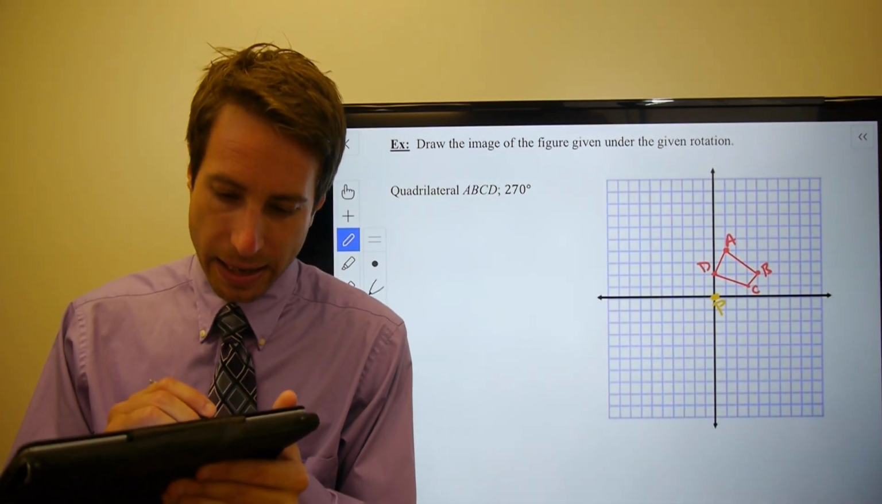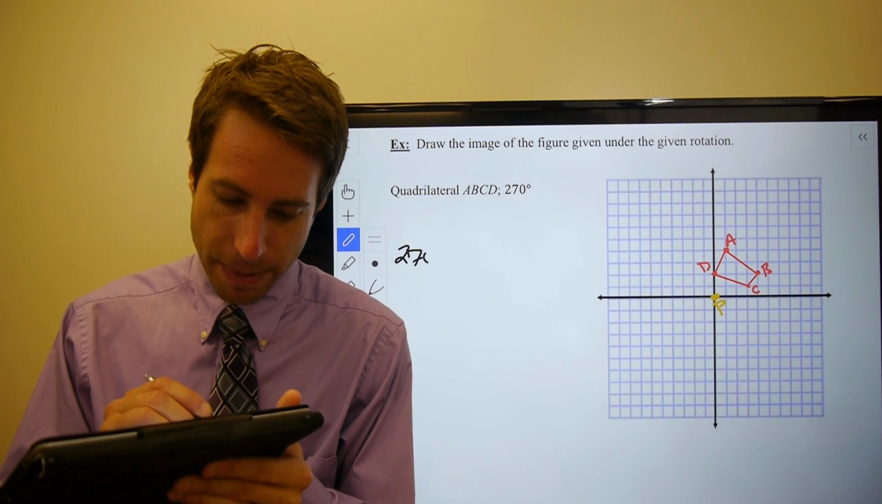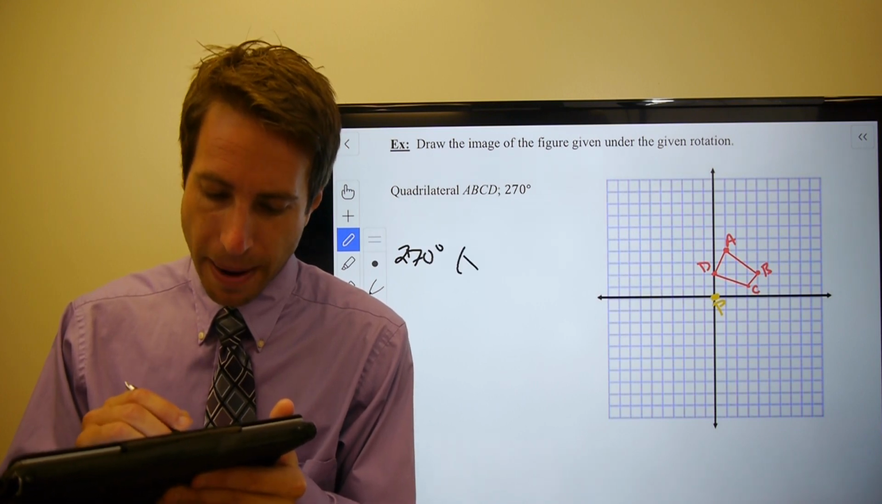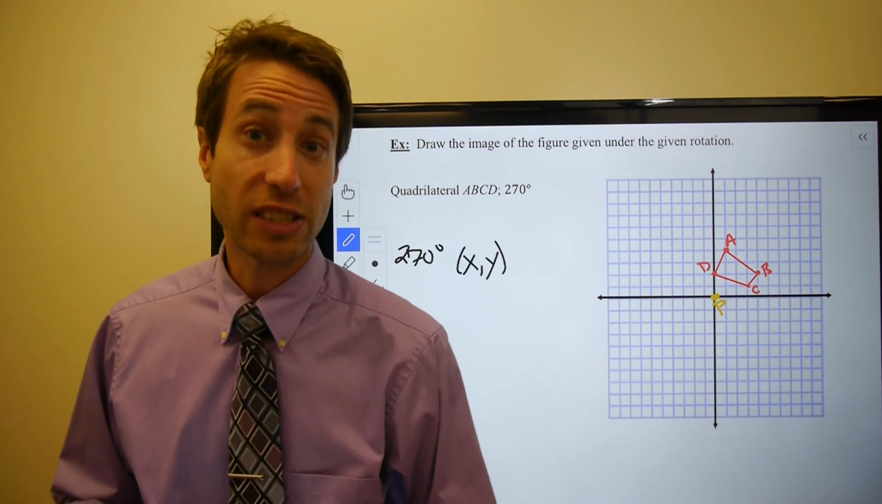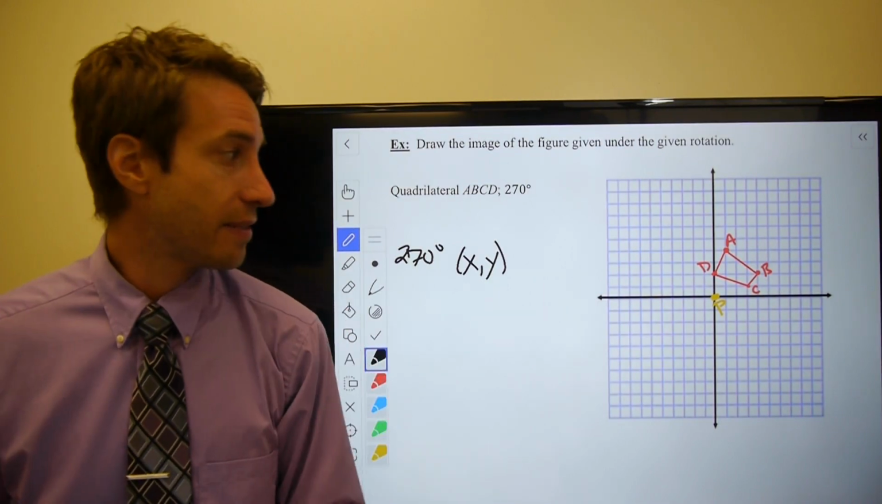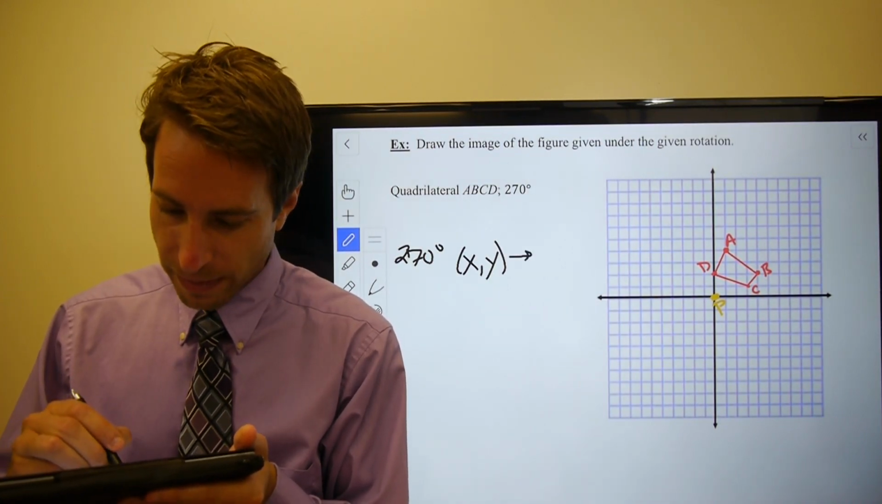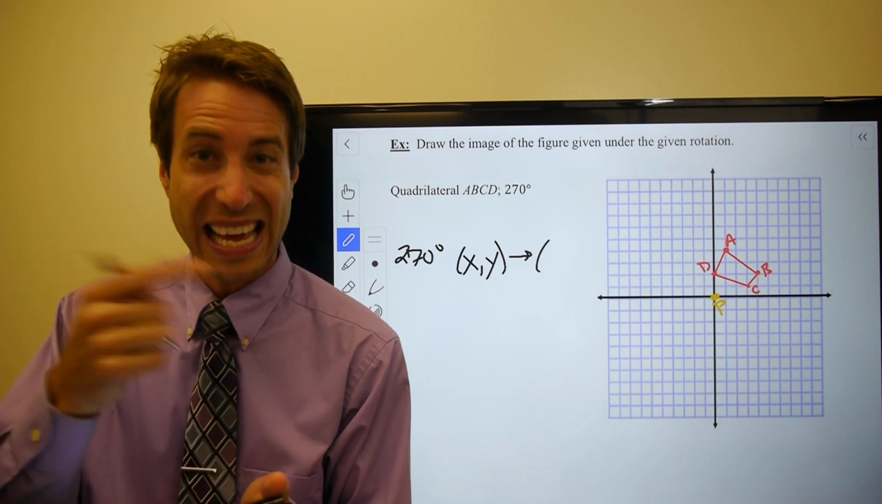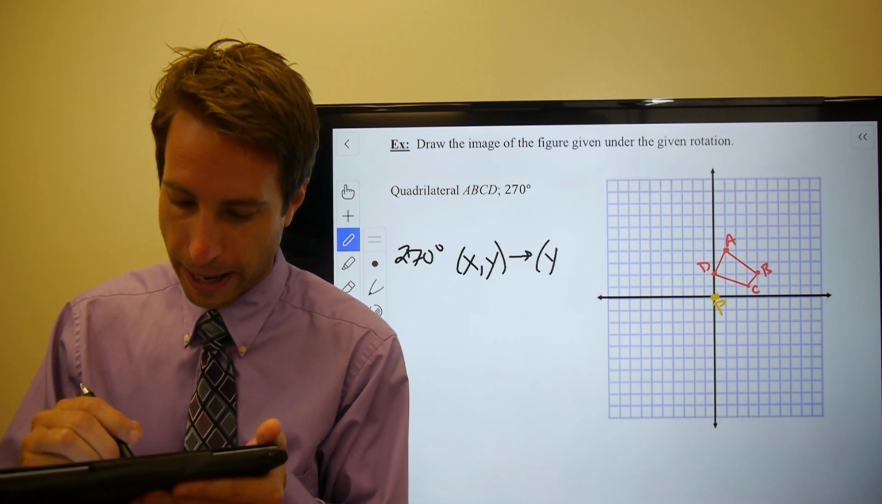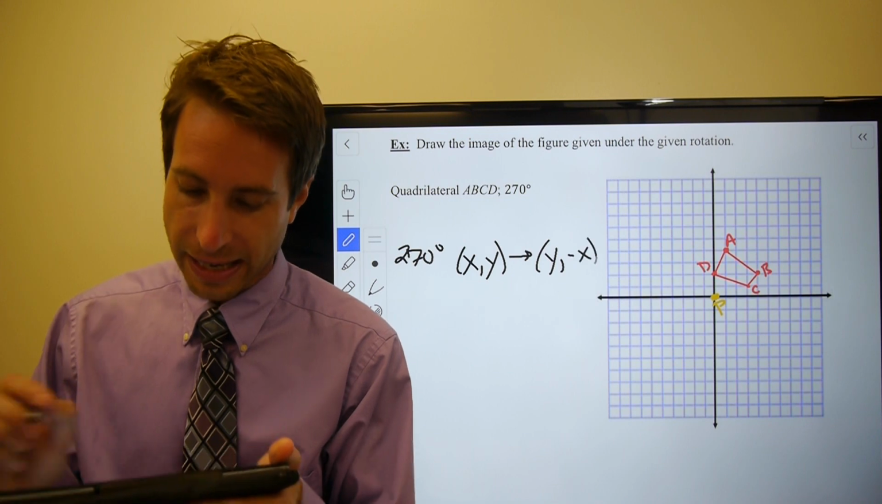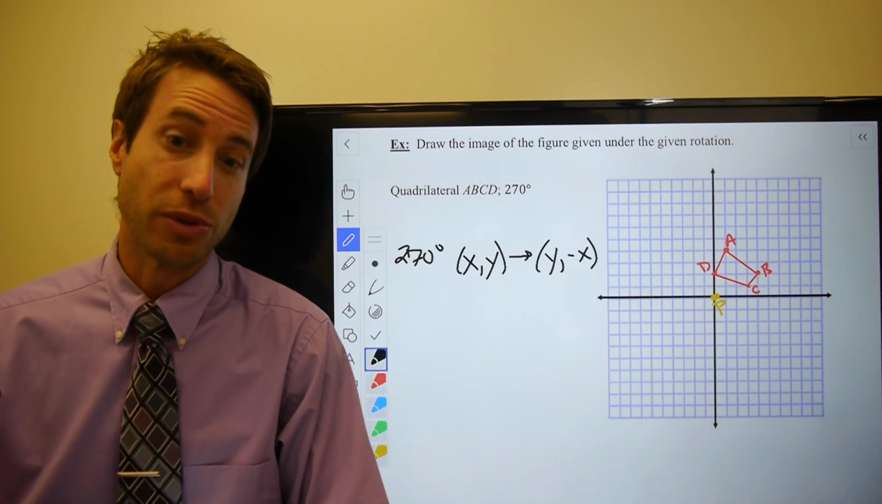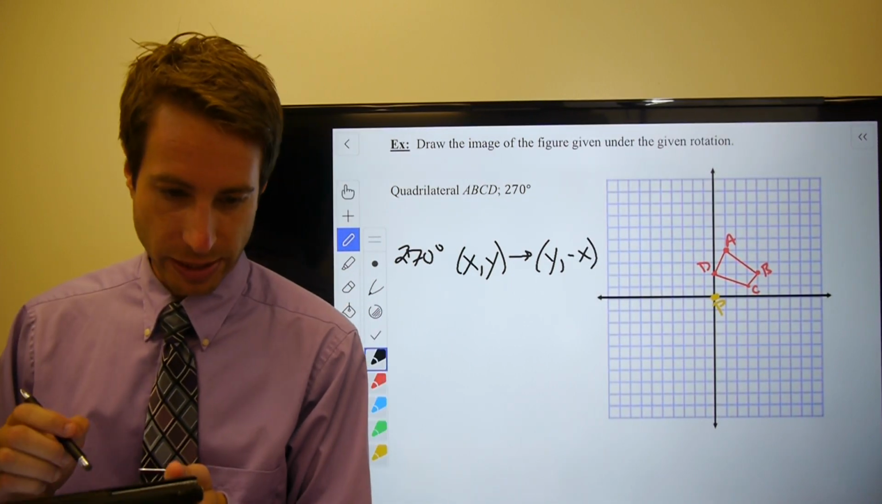Again, go back up to that table if you need to, but the transformation for a 270 degree rotation from that chart is the x and y values switch places and the x becomes negative. So it'll be y, negative x. All right, we're going to do that to each of our points.